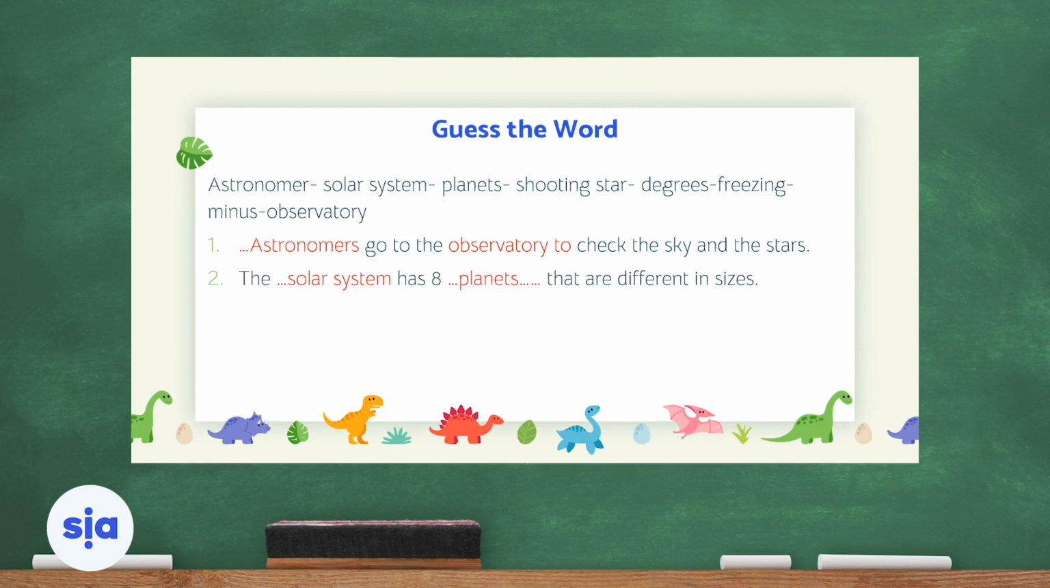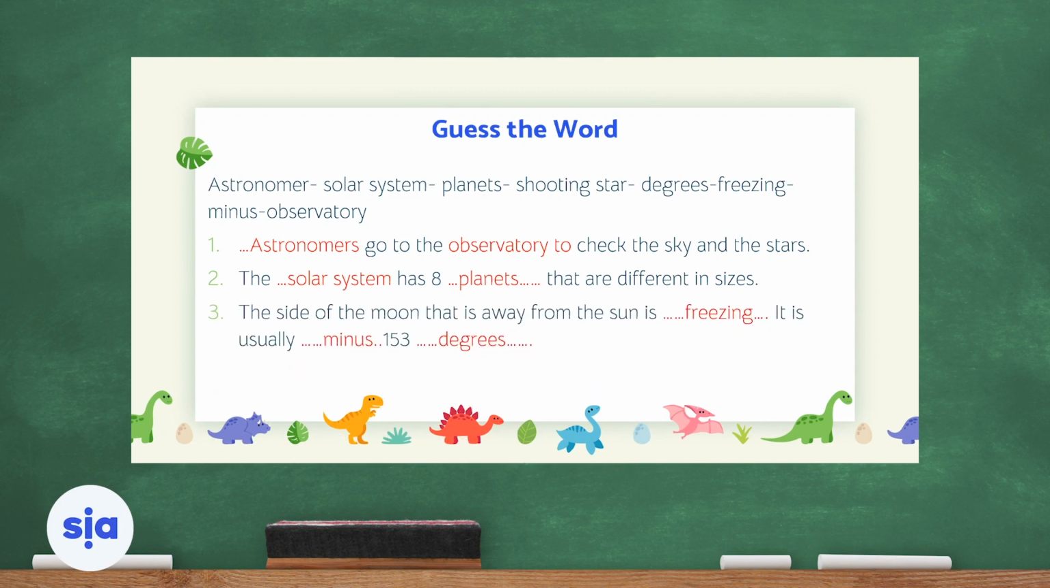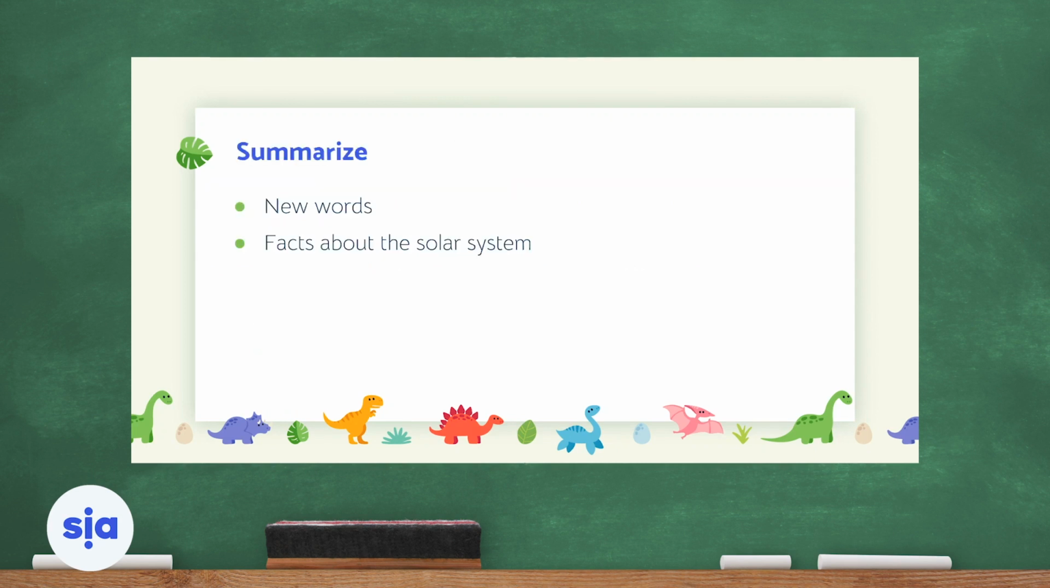Let's go to number 2. The solar system has 8 planets that are different in sizes. Next, number 3. The side of the moon that is away from the sun is freezing. It is usually minus 153 degrees. So any degree that is in minus is usually very, very, very cold. Extremely cold. Number 4. A shooting star is not a star. It is a piece of rock that falls from the star. Please remember this statement. Now, let's sum up. Today we've learned new words and we've learned some facts about the solar system.